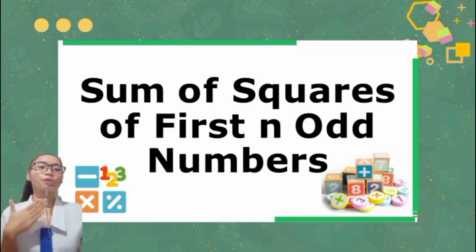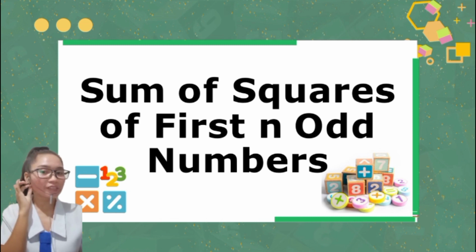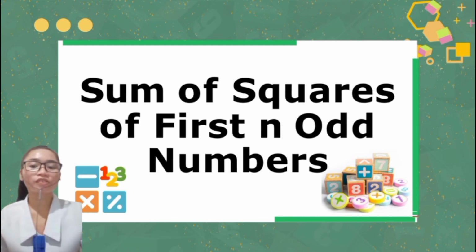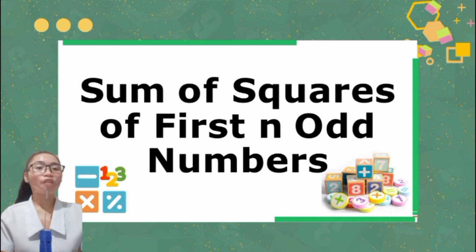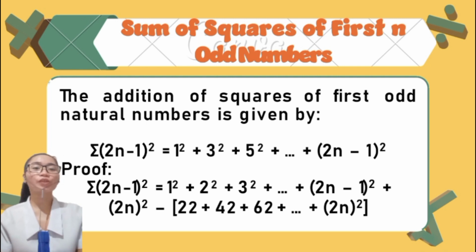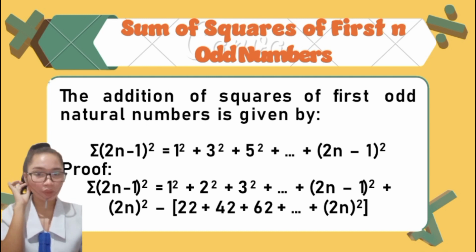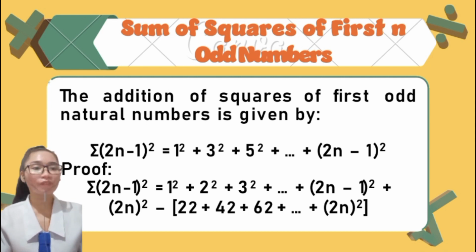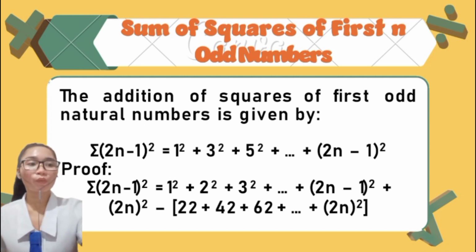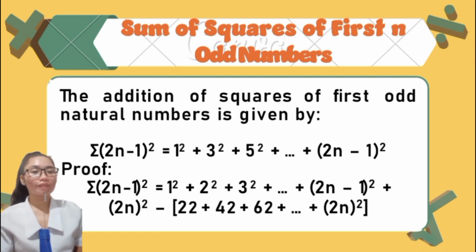Now let's proceed to the sum of squares of first n odd numbers. This time we are going to deal with odd numbers. The one that we discussed a while ago was the sum of squares of first n even numbers. So this time we're going to deal with the odd numbers. It states that the addition of squares of first n odd natural numbers is given by the formula summation of the quantity 2n minus 1 squared, which is equal to 1 squared plus 3 squared plus 5 squared plus up until the quantity 2n minus 1 squared. As you can notice, 1, 3, and 5 are all odd numbers.